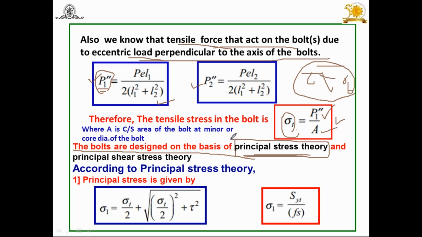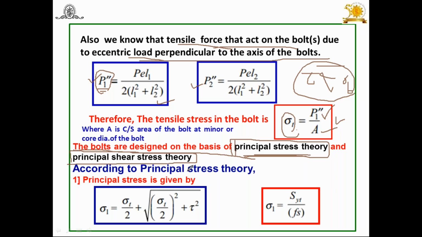Principal stress theory, this is one, and the second one is the principal shear stress theory. Again, sometimes in examination, they are going to ask you to use principal stress theory and find out the size of the bolt. Sometimes they may ask you to use principal shear stress theory. Whatever the statement may be, read it carefully and solve the problem accordingly.